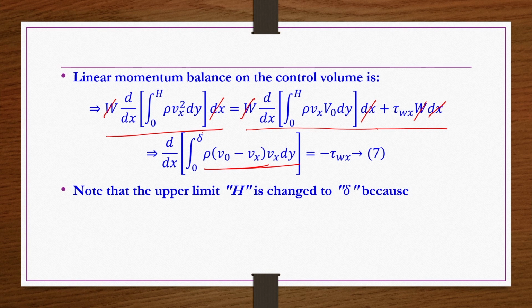Now here the upper limit is also changed to delta, because we want this integral equation only for the boundary layer region, and the boundary layer region is in the y direction, that is from y equals 0 to y equals delta only. If you take y equals h, that is outside of the boundary layer, and outside of the boundary layer the velocity Vx would be equal to V naught. So, then the integrand will become 0. That is the reason the upper limit has been changed to delta.